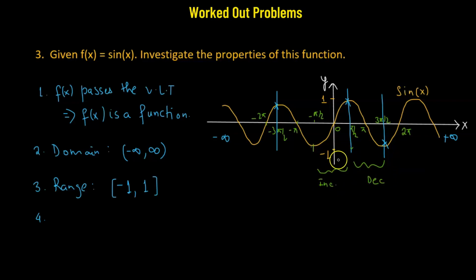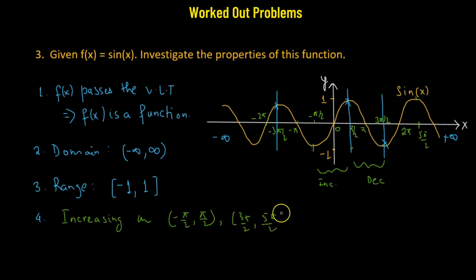So there's a particular range of values, range of x, for which this graph is increasing or decreasing. Let me specify it. It's going to be increasing on the interval negative pi over 2 to positive pi over 2. Then again you can see from 3 pi over 2 to 5 pi over 2. These are the different values on which this function is going to be increasing.